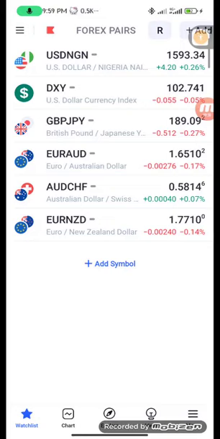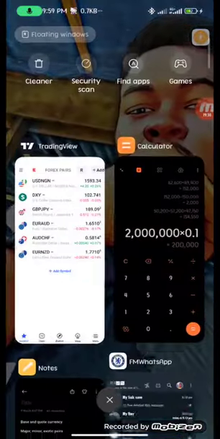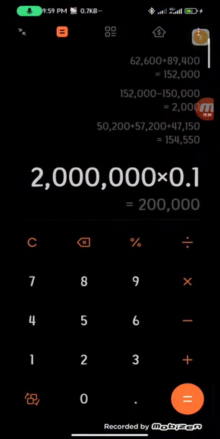You don't have it. So that's where the leverage comes in. Now when they talk of 1:100, it means that for every $1 in your trading account, you can actually place a trade of $100. Do you get my point?